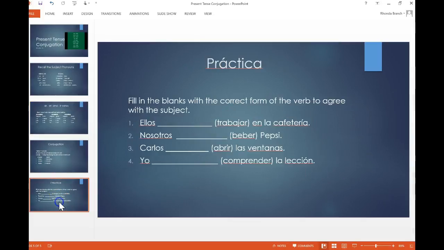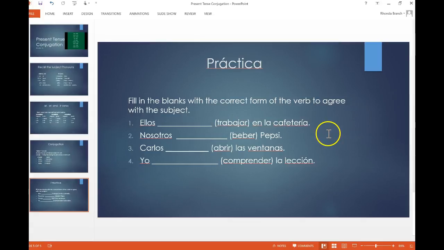Okay, so with that being said, let's practice. Let's do a little práctica. The instructions: fill in the blanks with the correct form of the verb to agree with the subject. Let's take a look at the first one. Ellos trabajar en la cafetería.